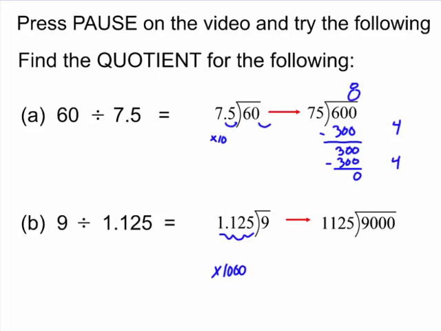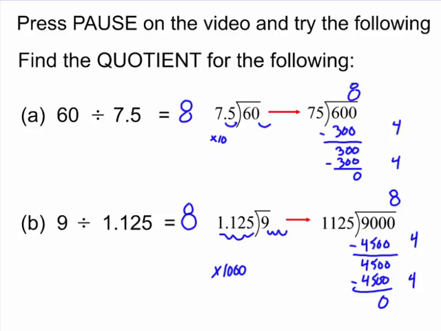So when I multiply my 9 by 1,000, the decimal place is going to move over 3 places, and it's going to turn into a 9,000. So the problem I need to solve is how many 1,125s fit into 9,000. So I'm going to start with 4 of those, and that's going to be 4,500. And when I subtract those, I'm left with another 4,500, which I already know is 4 groups. So I could subtract that again, end up with 0 left over, and again, my answer is 8. So for both of these, the answer or solution was 8.